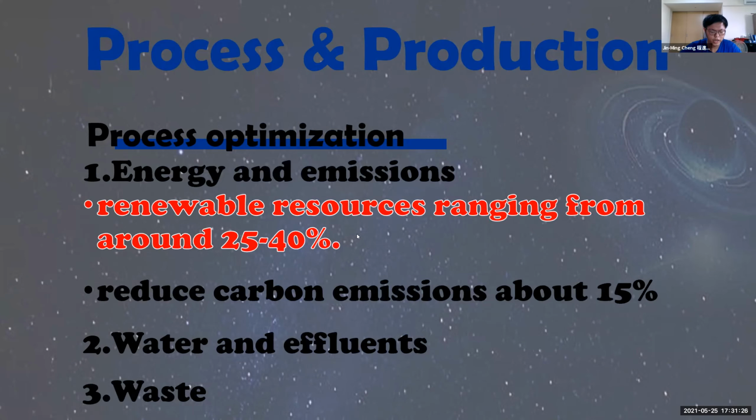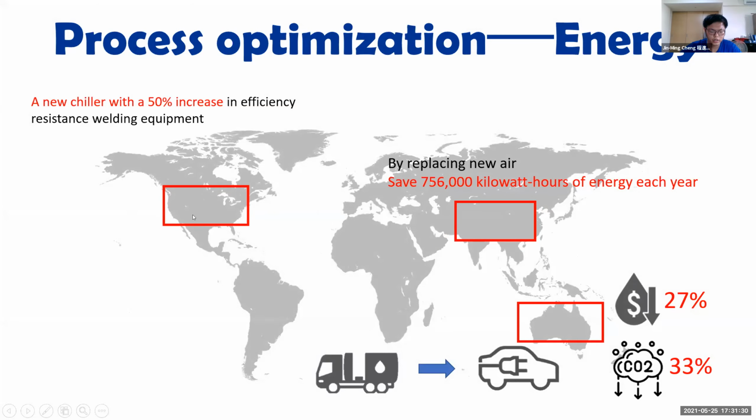On energy usage, we can see in America, their plants increased efficiency by 50% for resistance welding equipment. In China, they replaced new air ducts to save 756,000 kilowatts of energy a year. As a comparison, one air conditioner working for 1 year uses about 18,000 kilowatts. In Australia, they're changing their vehicles from fuel to electricity. It will reduce fuel usage by 27% and carbon emissions by 33%.